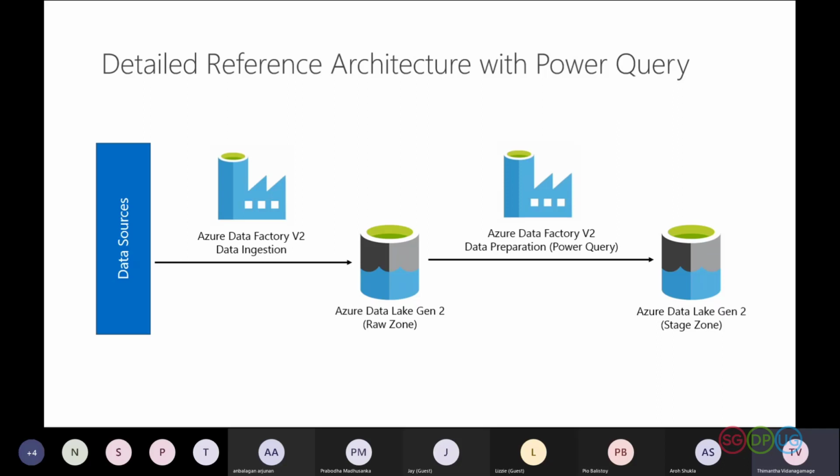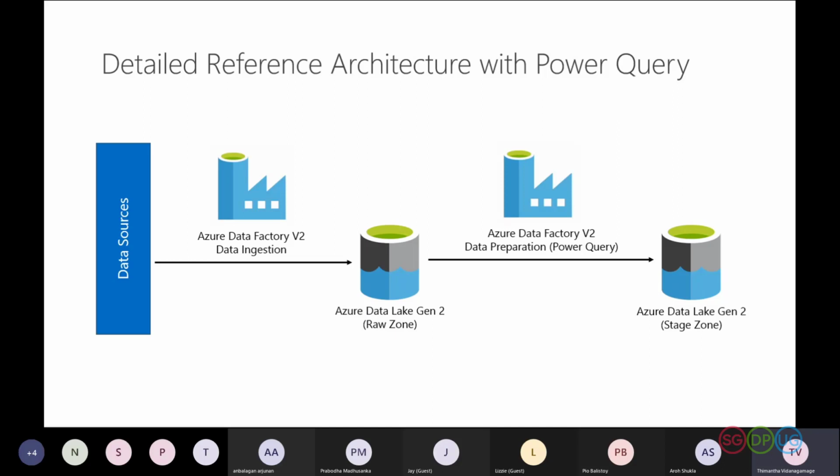Once again, if I take you through that, you have multiple data sources, and the data is ingested from multiple data sources into the raw zone in Azure Data Lake. From the raw zone, the data will be referred to by the Power Query feature in Azure Data Factory for data preparation, and the data preparation will be carried out, and the prepared data will be stored or loaded into the stage zone in Azure Data Lake.